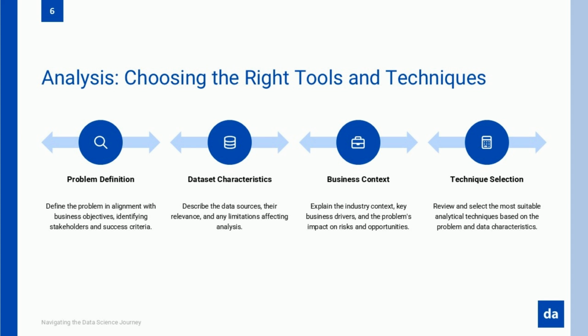The framework continues by considering the characteristics of your data set. The size and quality of your data will directly influence which techniques are viable. Machine learning approaches often require larger datasets to perform effectively, while simpler statistical methods may be sufficient for smaller samples. Similarly, the presence of missing values, outliers, or imbalanced classes will further narrow your analytical options.